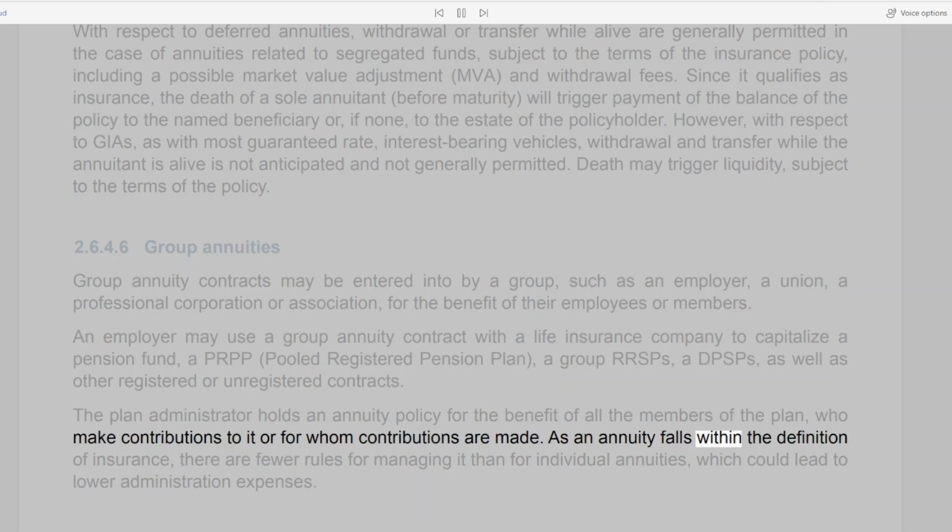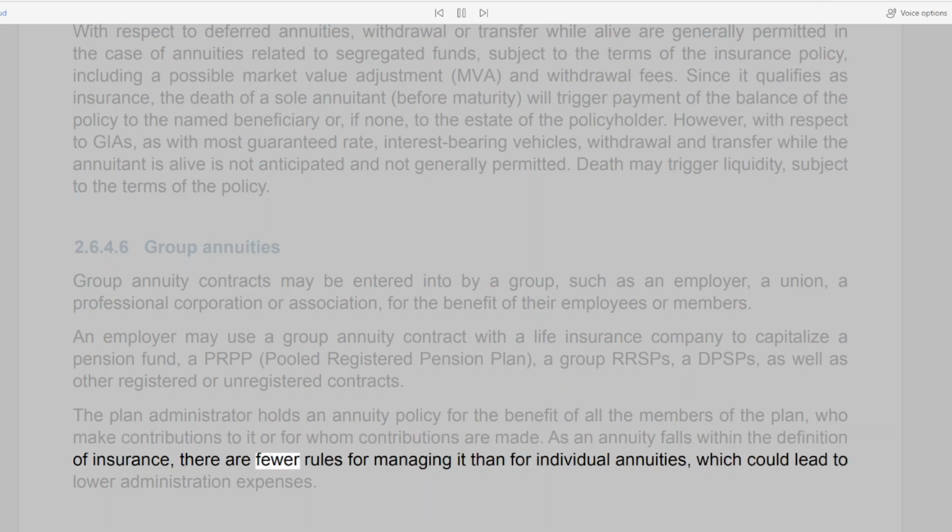As an annuity falls within the definition of insurance, there are fewer rules for managing it than for individual annuities, which could lead to lower administration expenses.